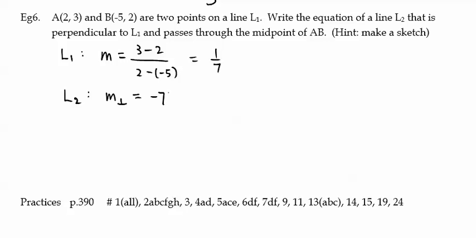For line number 1, we have the slope and we have point A and point B. But for the second line, we are not using point A and point B. They want us to use the point that is halfway in the middle between A and B. If you are not sure how to find the midpoint between point A and point B, make a sketch. Draw it out, and you can identify the midpoint there.